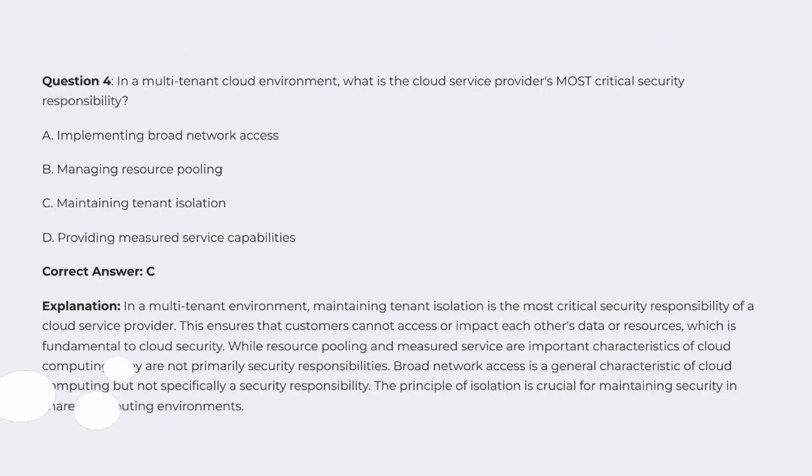Correct answer. C. Explanation. In a multi-tenant environment, maintaining tenant isolation is the most critical security responsibility of a cloud service provider. This ensures that customers cannot access or impact each other's data or resources, which is fundamental to cloud security. While resource pooling and measured service are important characteristics of cloud computing, they are not primarily security responsibilities. Broad network access is a general characteristic of cloud computing, but not specifically a security responsibility. The principle of isolation is crucial for maintaining security in shared computing environments.